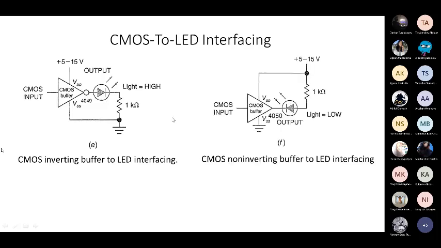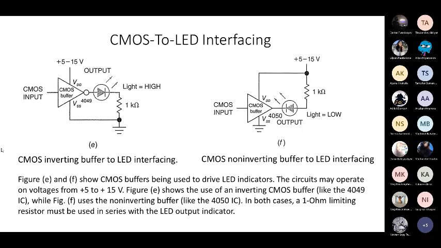So here is the same, but you connect the cathode. But here it's an inverting buffer. It is not an inverting buffer. What next? I think all of this is clear.